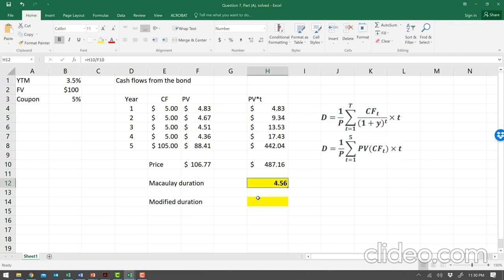And finally, the modified duration is just the Macaulay duration divided by 1 plus the current yield. So the answer here would be that the modified duration is 4.41.